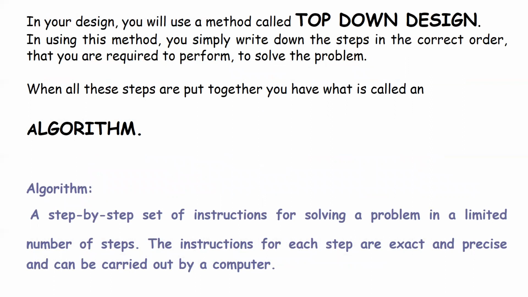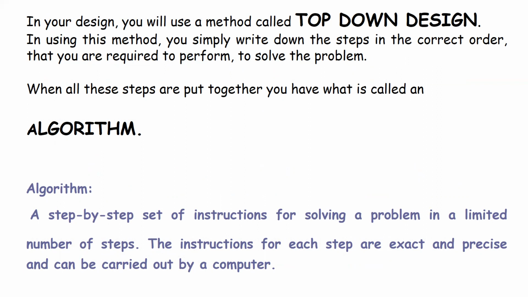In your design, you will use a method called top-down design. In using this method, you simply write down the steps in the correct order from the top downwards, from the beginning towards the end, that you are required to perform to solve the problem. When all these steps are put together, you have what is called an algorithm. An algorithm: a step-by-step set of instructions for solving a problem in a limited number of steps. The instructions for each step are exact and precise and can be carried out by a computer.